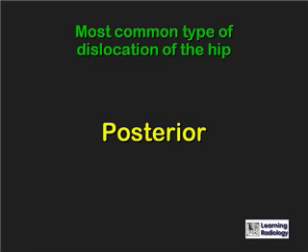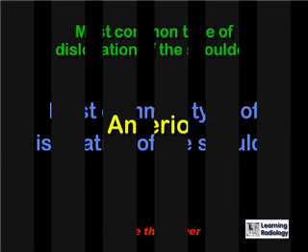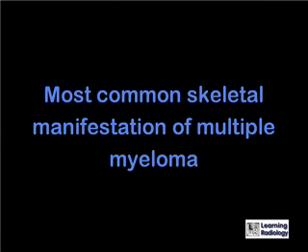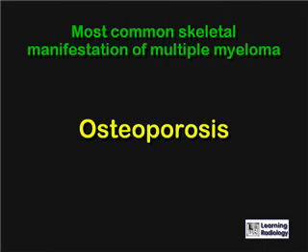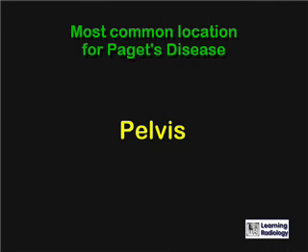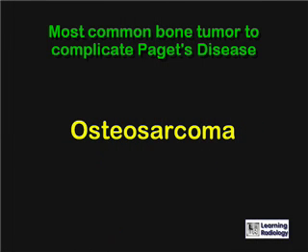A posterior dislocation. What is the most common type of dislocation of the shoulder? An anterior dislocation. What is the most common skeletal manifestation of multiple myeloma? Generalized osteoporosis. What is the most common location for Paget's disease? The pelvis. What is the most common bone tumor to complicate Paget's disease? An osteosarcoma.